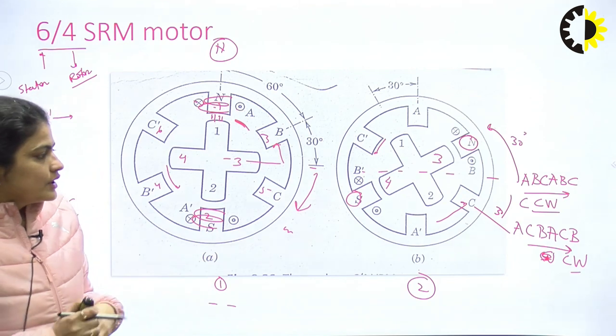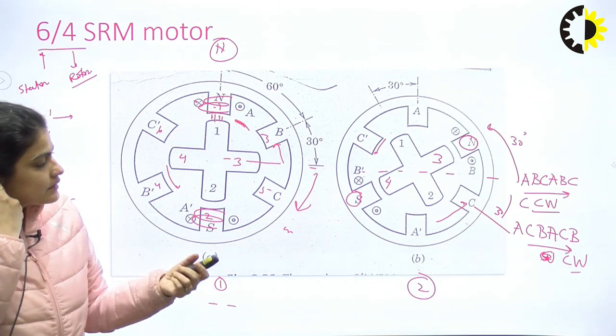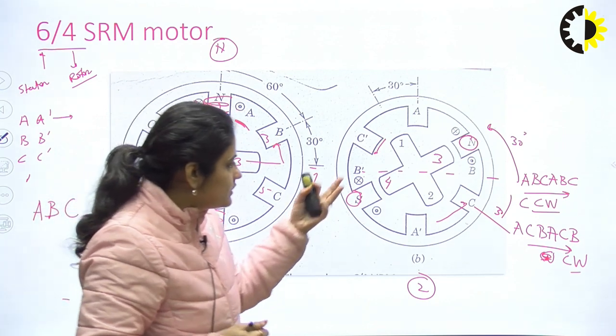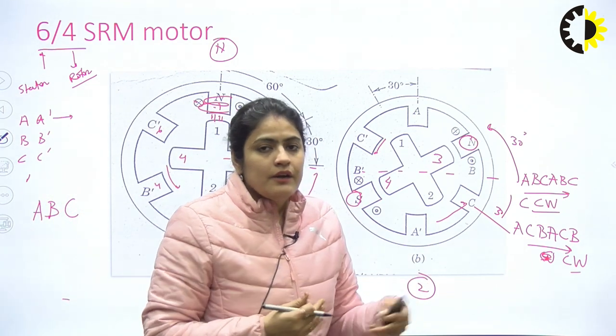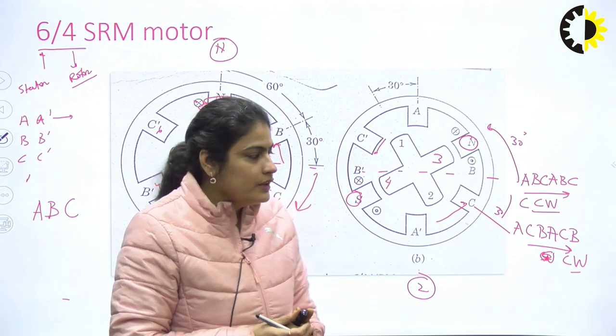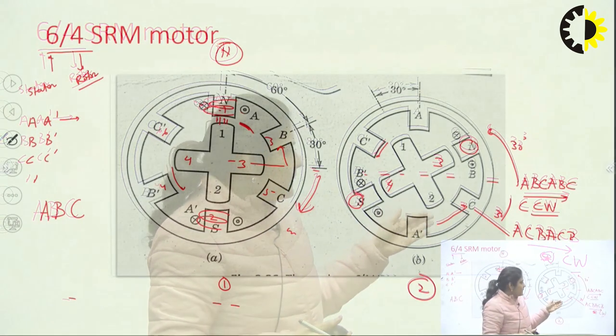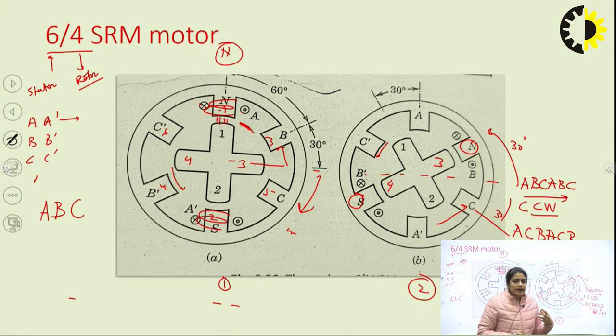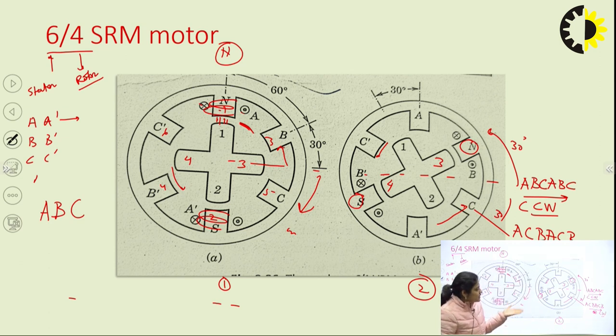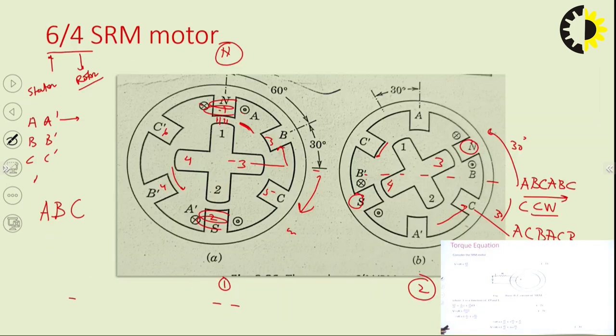By exciting the phase windings, the stator windings, you can get the direction of the rotation, right? And according to the minimum reluctance, because the rotor will try to move in such a way that it gets the minimum reluctance path. That's why the principle is based on the minimum reluctance path, right? So this is how the torque is generated in the SRM motor. This is how it works.